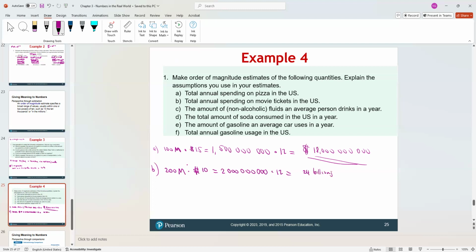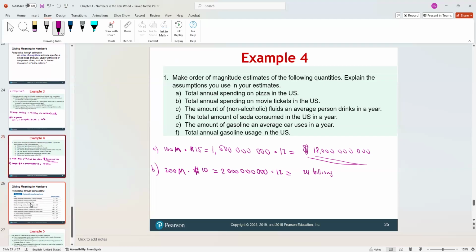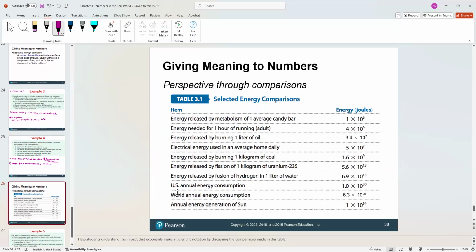24 billion dollars made on movies every year. So 200 million people go every month, approximately $10 per ticket, for 12 months. Those are examples of what you can do. But at some point, we also have some tables that we can follow, because those tables are very important when we talk about perspective through comparison. So that's the second way to put numbers in perspective.